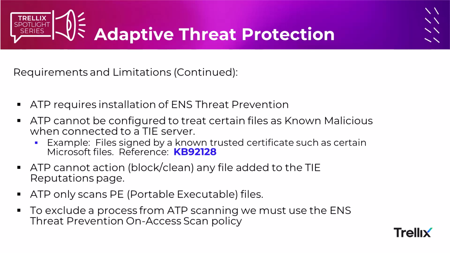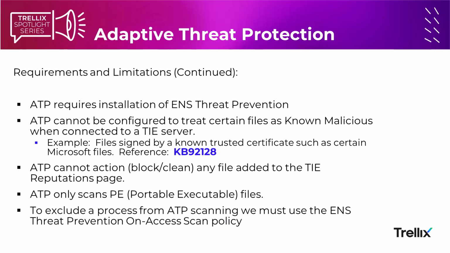And that's true if they're PE files, right? But you can't take something like a PDF file, throw it into TIE reputations, set it to known malicious, and then expect ATP to start blocking it or cleaning it off all the machines. It doesn't work that way. And that might be how we've presented the functionality of the product in the past. It's a possibility. So I definitely want to call that out and just make sure we're clear that ATP is only going to scan processes on execution, right?